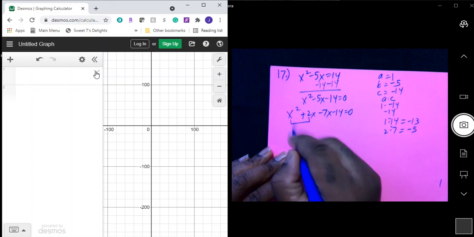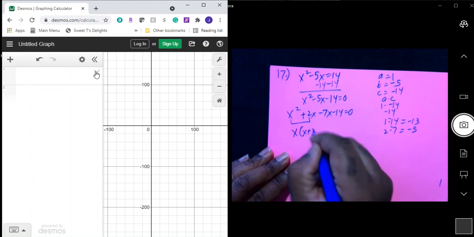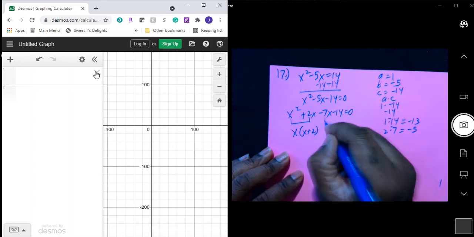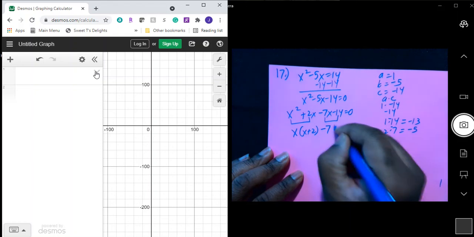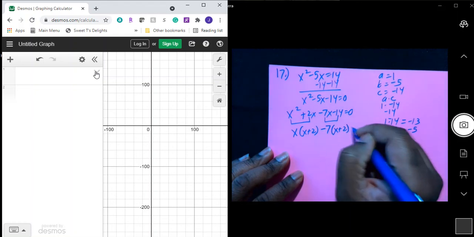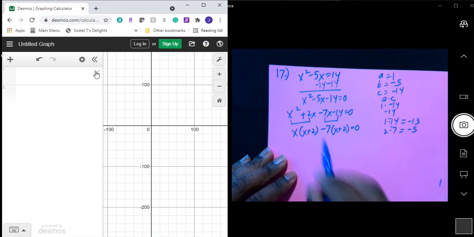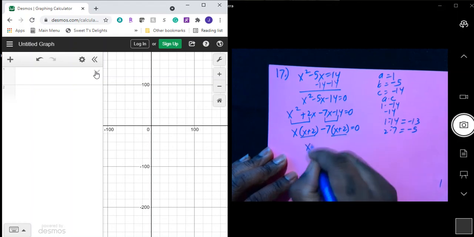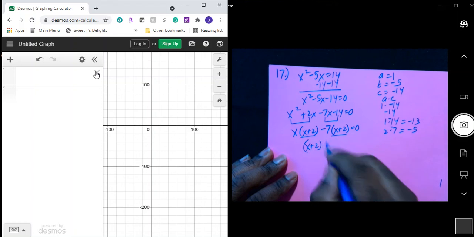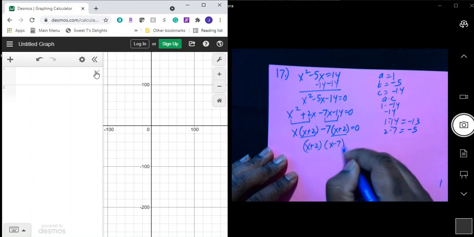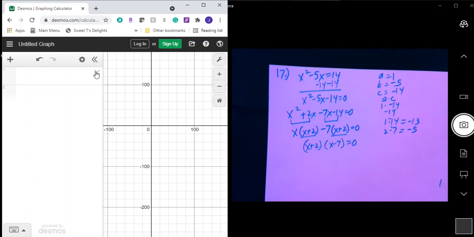We group the first two. We can factor out an x, and we get x plus 2. We group the second two. We can factor out a negative 7, and that will give us x plus 2. So both of these parentheses match up, and we'll write them one time. We get x plus 2, and then x minus 7, and that equals 0.